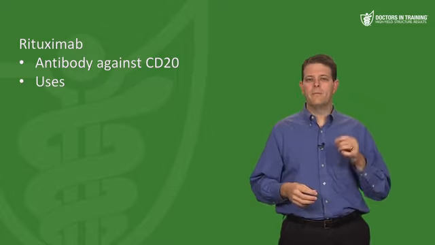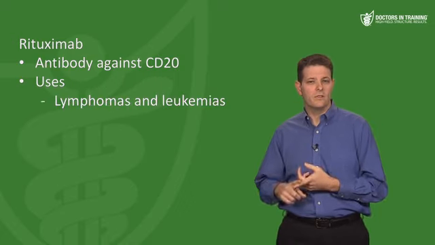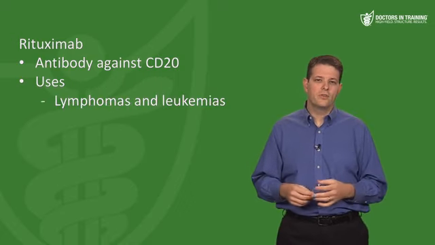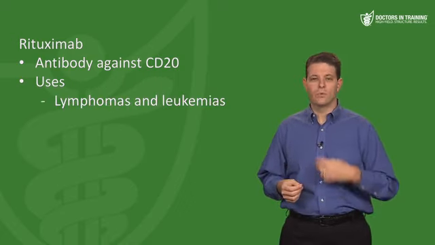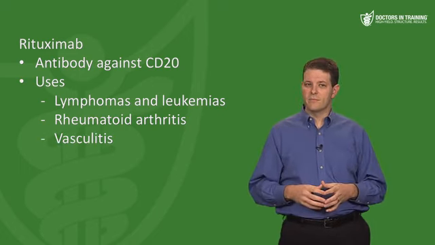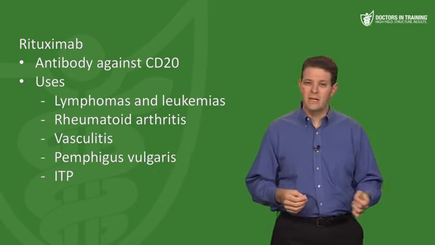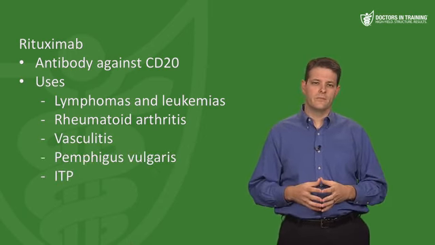And CD20 is a B cell marker. So we use this drug on B cell tumors such as lymphomas and leukemias. And it's also used to treat certain autoimmune diseases like rheumatoid arthritis and some types of vasculitis where you want to suppress the immune system. And then it can be used off-label for things like pemphigus vulgaris and ITP and all sorts of unusual things.